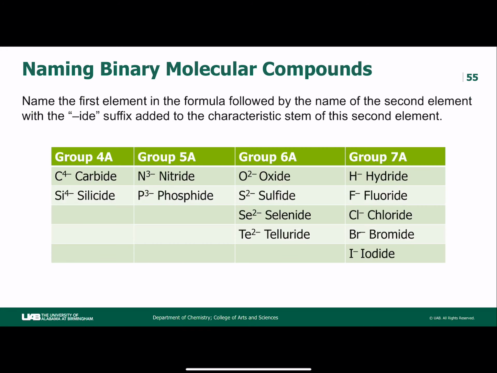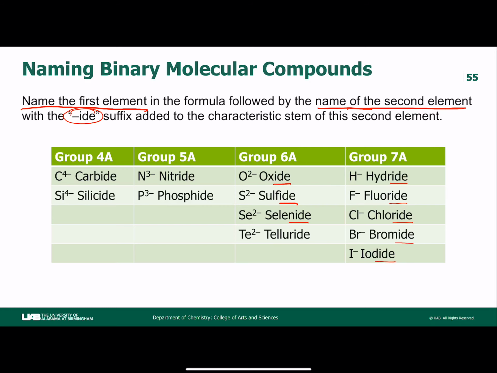All right, so here are those IDE endings that I had mentioned. The name of the first element is always just the name. But the name of the second element has to have its ending changed to IDE. We'll learn more about electronegativity later. But generally, we arrange our binary molecular compounds in order of increasing electronegativity. So the thing that has the IDE ending tells the chemist which one is last. So we have to include it.